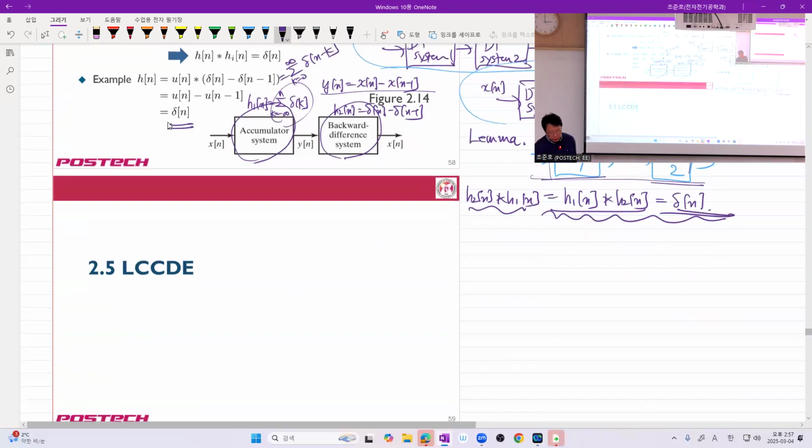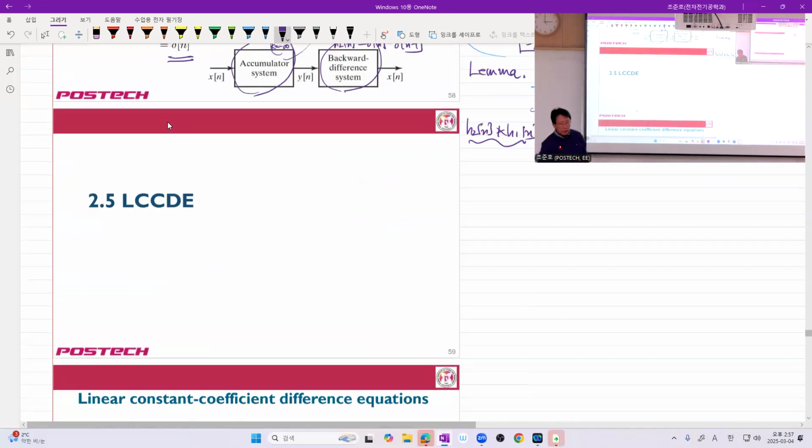Okay. Here comes one of the most confusing terminologies, LCCDE. By the way, here L means linear, C means constant, another C means coefficient, D means difference, E means equation.